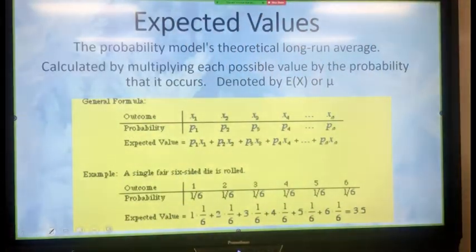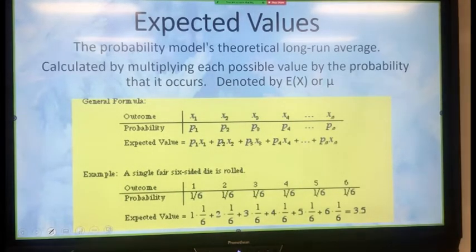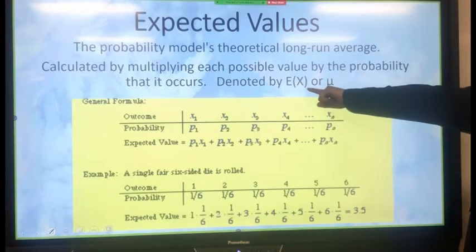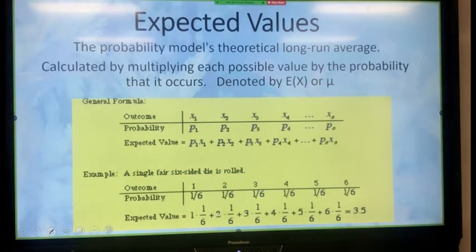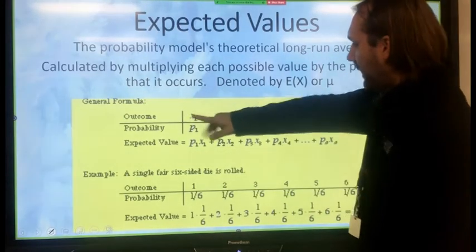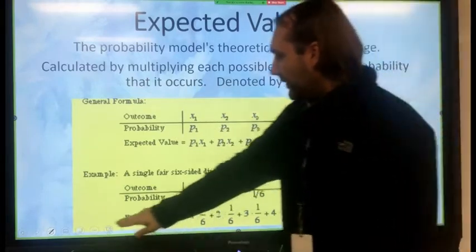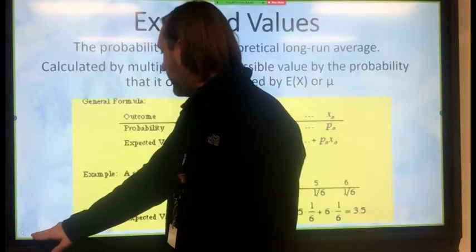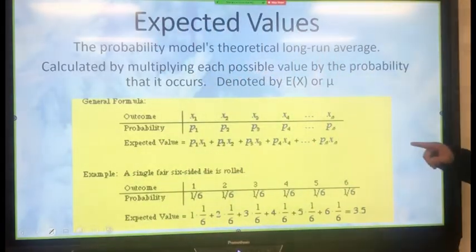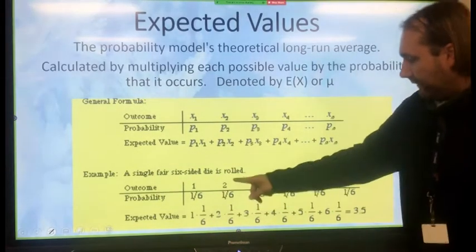Expected values. The probability model's theoretical long-run average, calculated by multiplying each possible value by the probability that it occurs. Denoted by E of X, notice that's the capital X, my random variable, or mu. So here's an example. I have some outcome, X through X something, and the probability of that outcome. Just like I did here, outcome and probability, setting up my probability model. If I want to find the expected value, I'm going to take the outcome and multiply it by the probability of each of these.